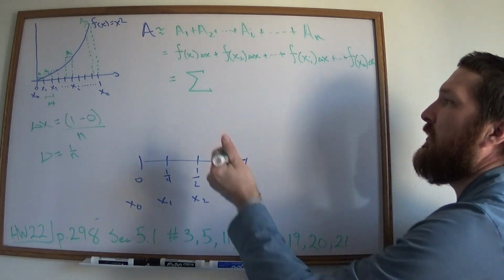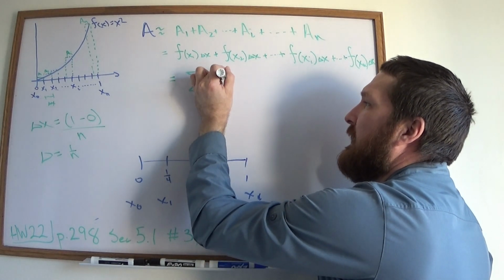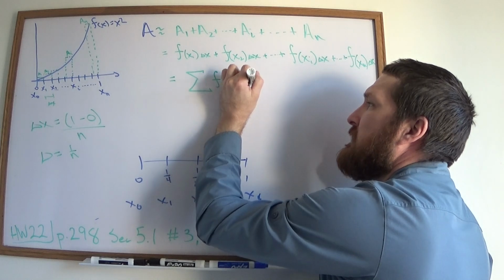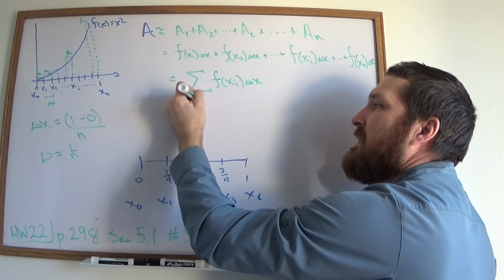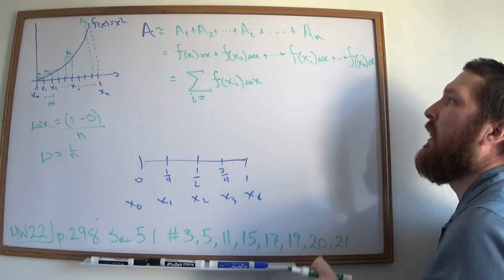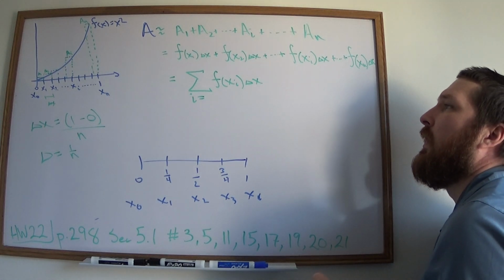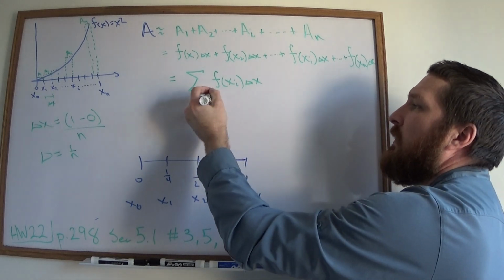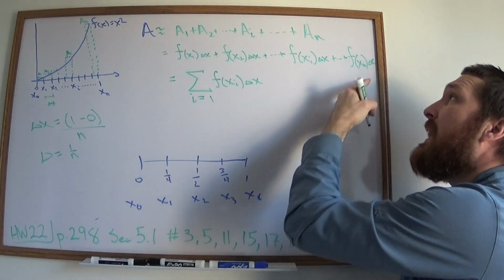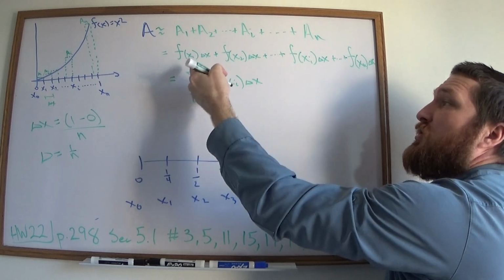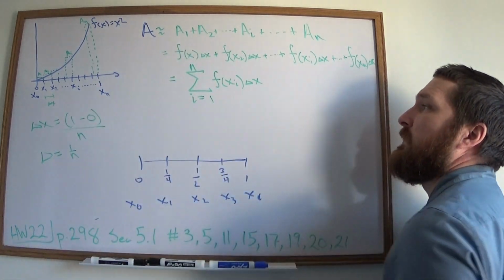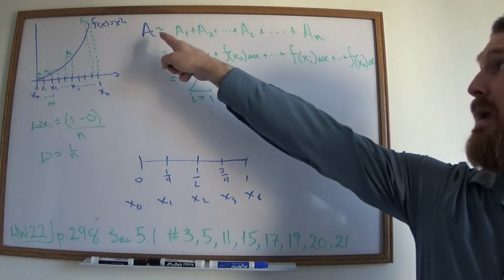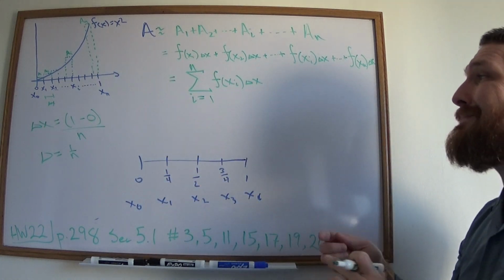But I'm going to say, in general, what you do is you plug in the ith one, still delta x the whole time, as i goes from what to what? From 1 to n. I'm just rewriting this sum right here. There you go. And that is an approximation. A is approximated by this guy.